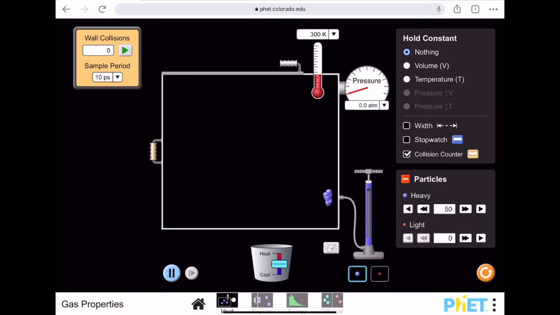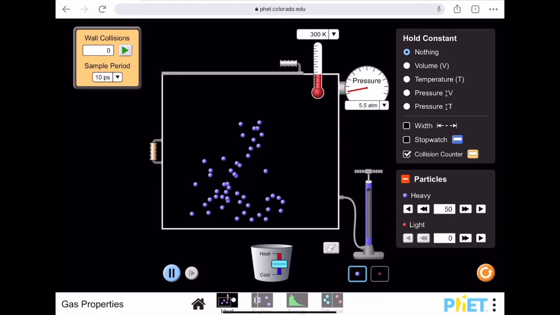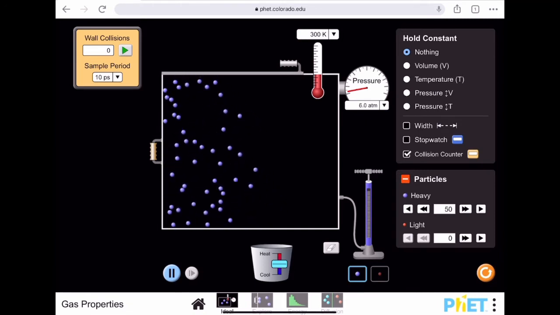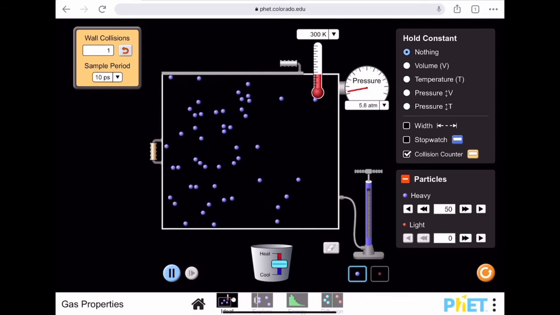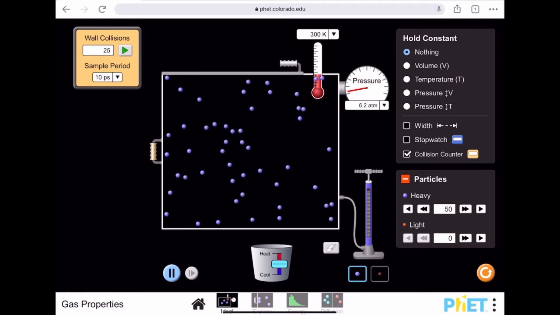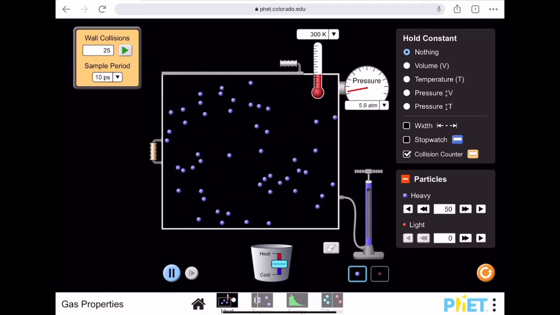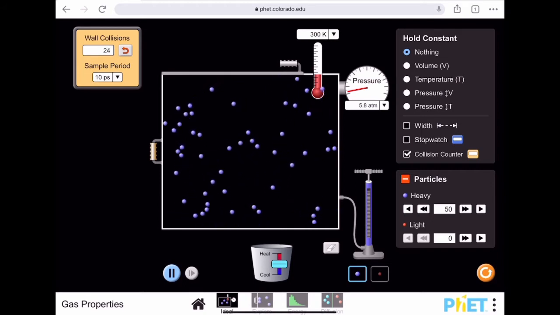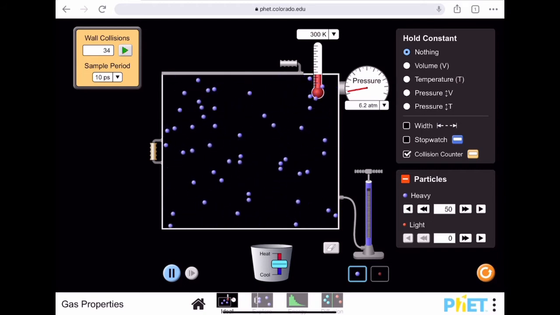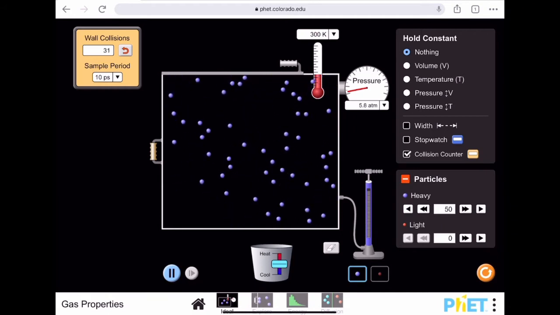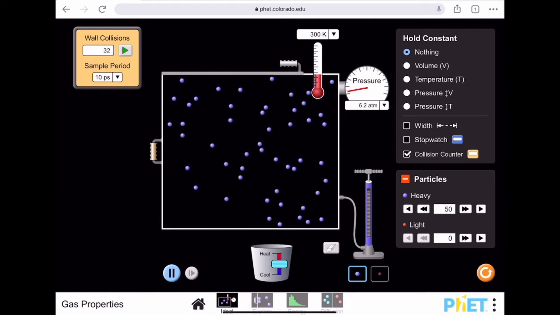We're going to put in one pump, and we're going to watch our wall collision counter. So you can see that our pressure is around 6, like we expect it to be. I'm going to push wall collisions, and you can see in that period of time there's 25 wall collisions. Let me try it again. 34 wall collisions, and one more time. 32. So keep those numbers in mind.